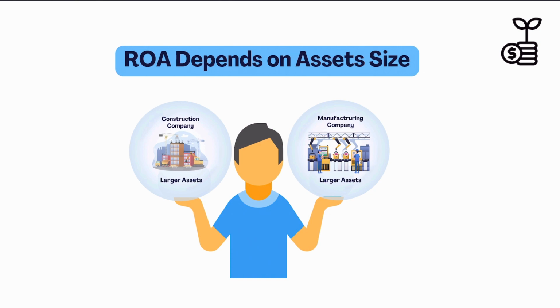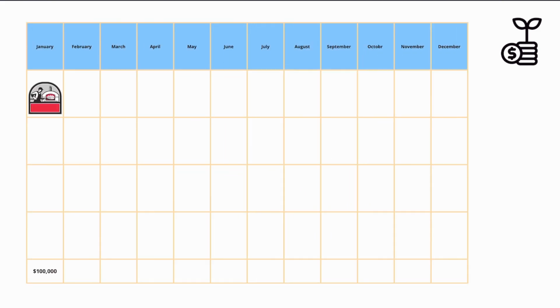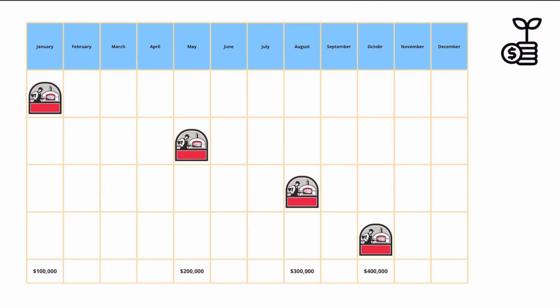Sometimes, however, we can increase assets during the accounting period. For example, in our pizza making business, while we started with 1 oven worth $100,000, we might decide to buy 3 more ovens during the period. One in the month of May, making our assets $200,000, another one in August, making our assets $300,000, and a third one in October, making our assets $400,000.